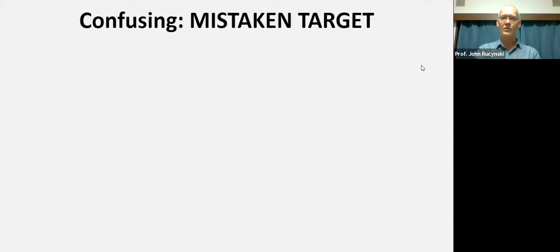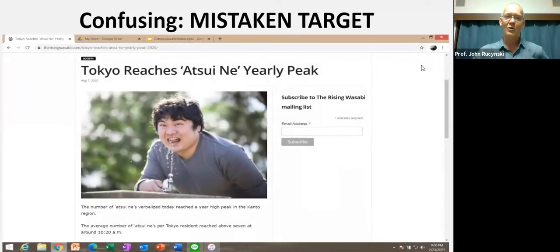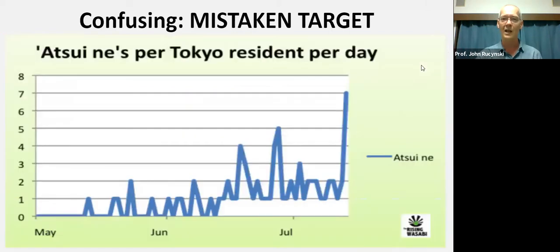One interesting one, they understood it, but they had the wrong target. So this one I love, Tokyo reaches Atsui ne yearly peak. Again, meaning in summer, so many people say to you, Atsui desu ne. But the students just said the target is that it's very hot in Japan. But it's not really about just being hot. It's about how many people use this greeting. And if you're Japanese, it's so atarimae. It's just so natural for you.